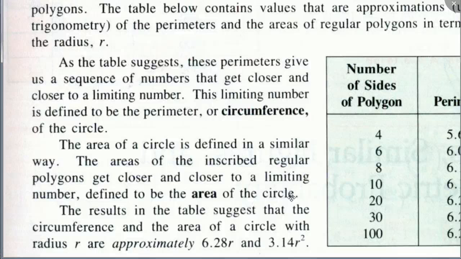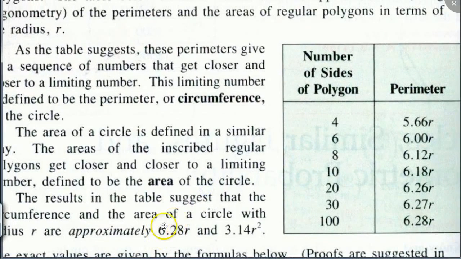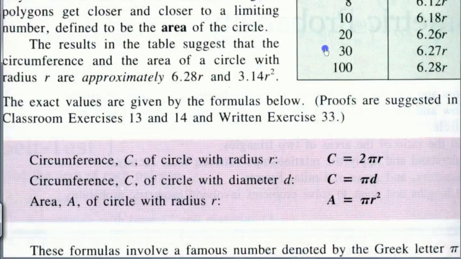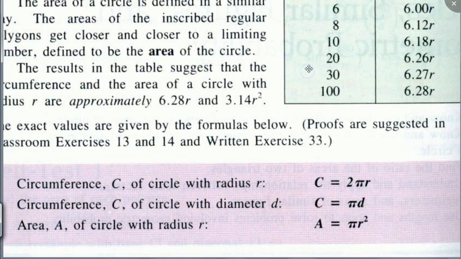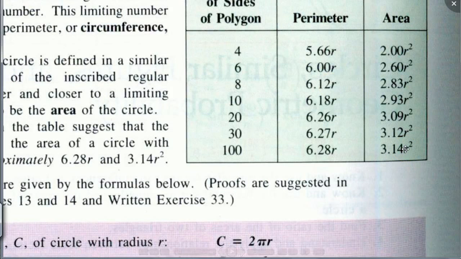Yeah, so the limiting number in this case, you're talking about that whole thing, right? 2 pi r for the circumference, and for the area it is pi r squared. It's not going to be any bigger than this, or any smaller, right? It's going toward those numbers. So as you increase the number of sides, the circumference of the circle will be 2 pi r, and the area will be pi r squared.